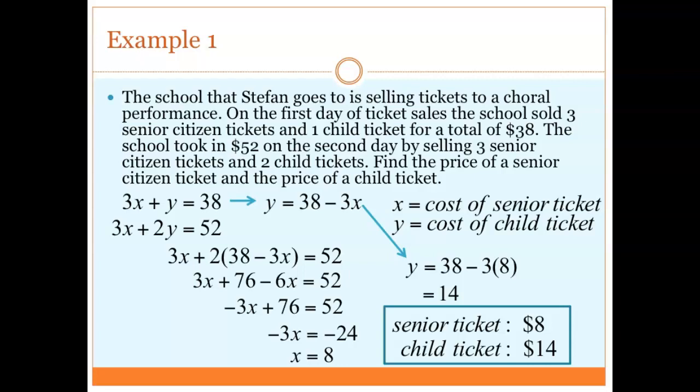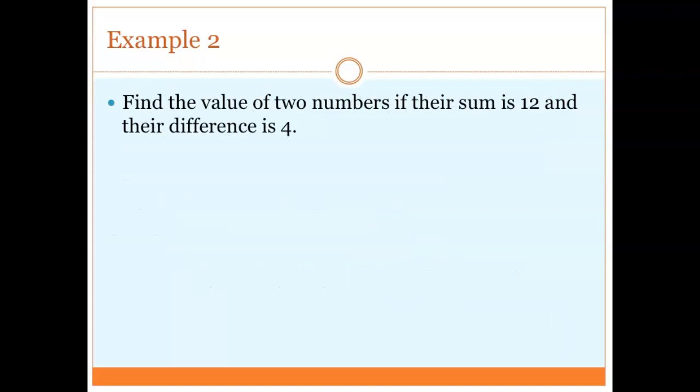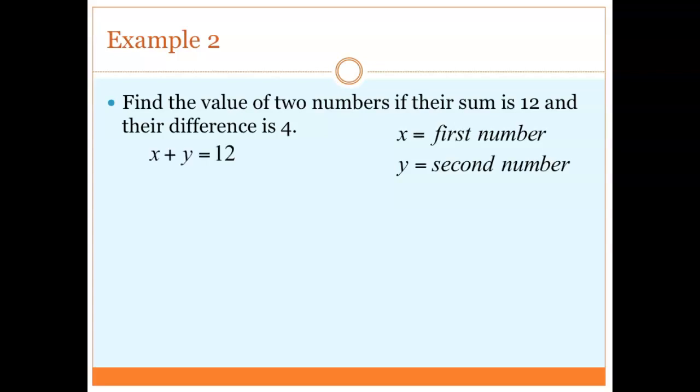Let's do another example. Find the value of 2 numbers if their sum is 12 and their difference is 4. So we're solving for 2 numbers, so I'm going to say x is the first number and y is the second number. And now it says that these 2 numbers sum up to 12. So that means x plus y has to equal 12.